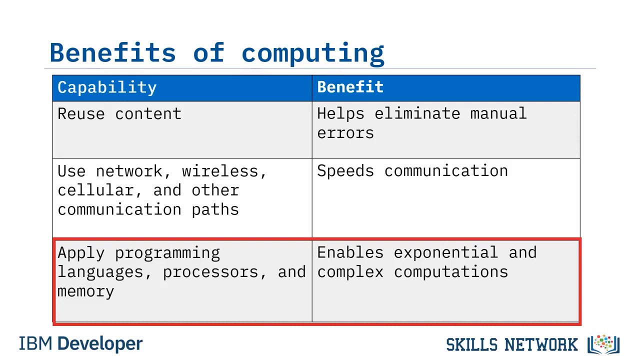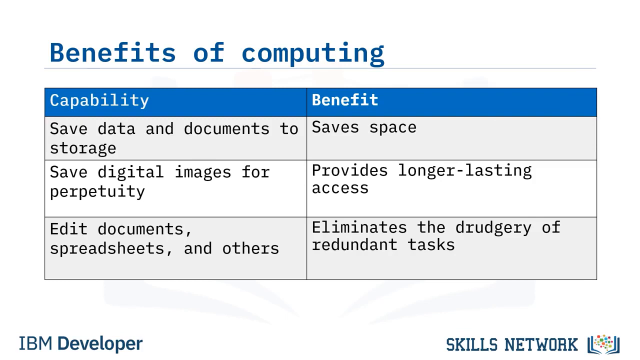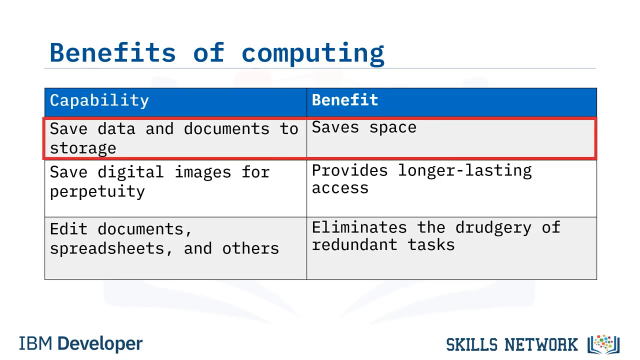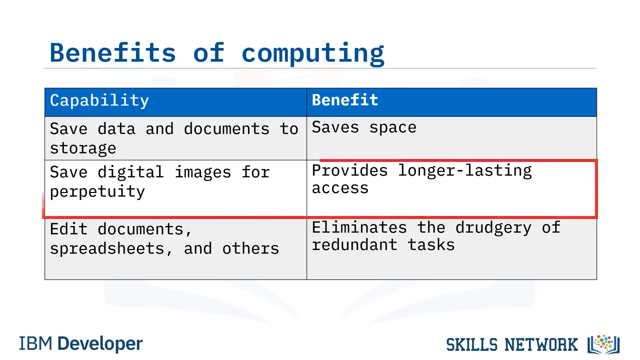Computers enable the saving of documents and data to disk storage, eliminating the extra storage space needed for stacks of paper. Businesses thrive on digital data storage, and whether it's medical images, car claims, research records, or family photos, saving digital images provides durable and long-lasting access to that information. Finally, editing capabilities eliminate the time-consuming drudgery of having to erase and rewrite work manually.